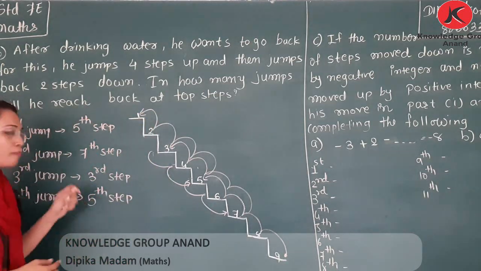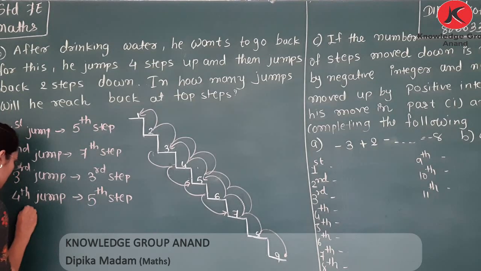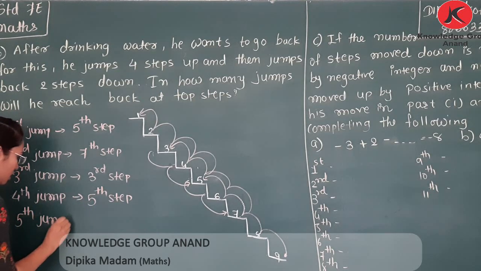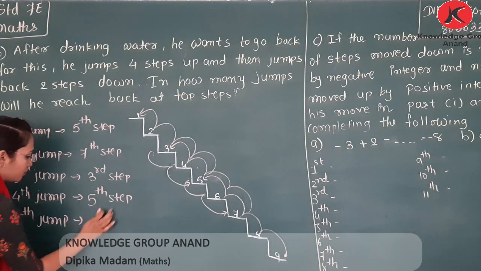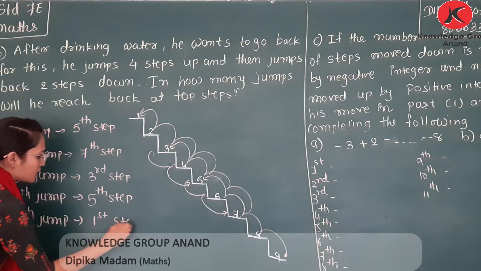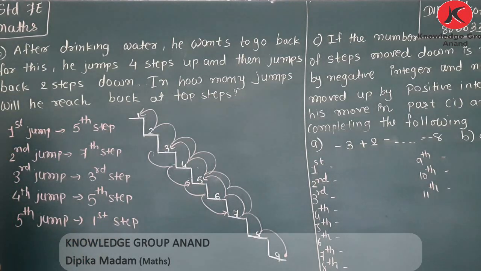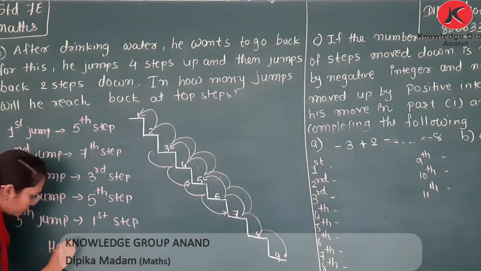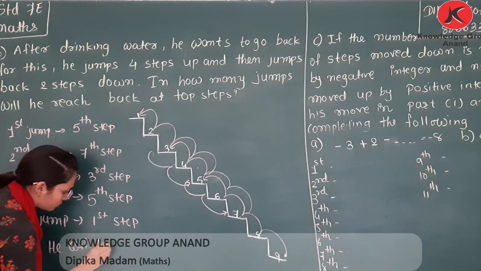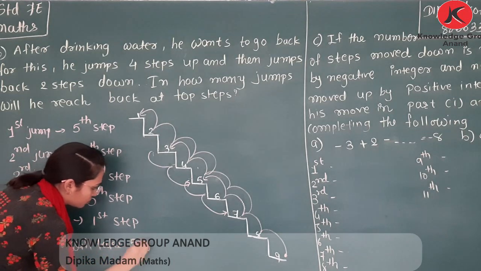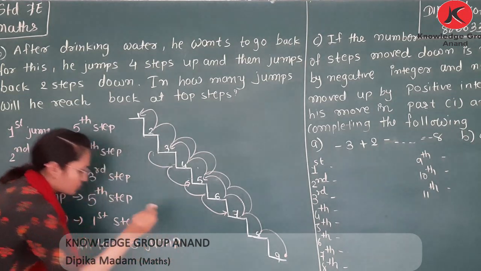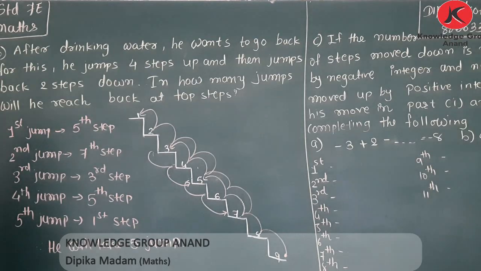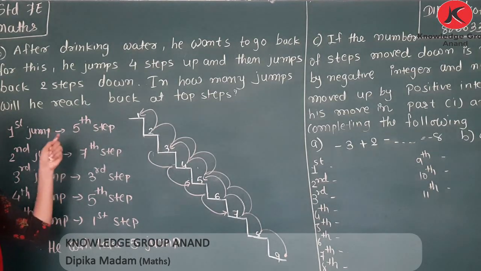So no need to take back jump. So in a fifth jump, monkey will be on first step. So how many jumps will he take? He take 5 jumps. So he will take 5 jumps to reach to the first step.